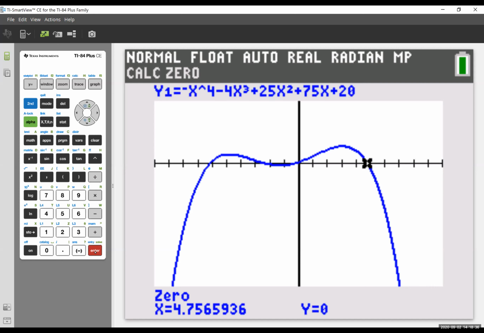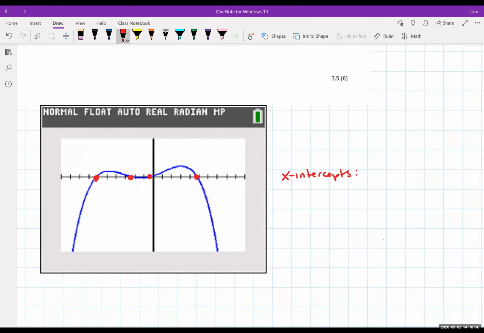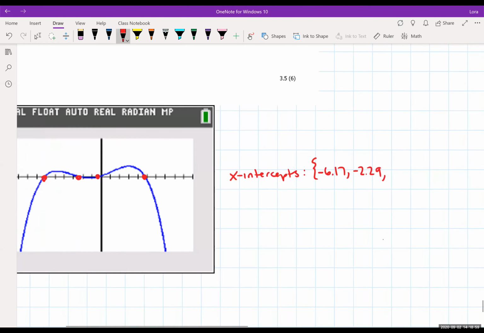So before I forget, I will go back and address the answers to the directions. It looks like my x-intercepts, because I found them in order, I can list them: negative 6.17, negative 2.29, negative 0.3, and 4.76. So that's one way to list the x-intercepts.